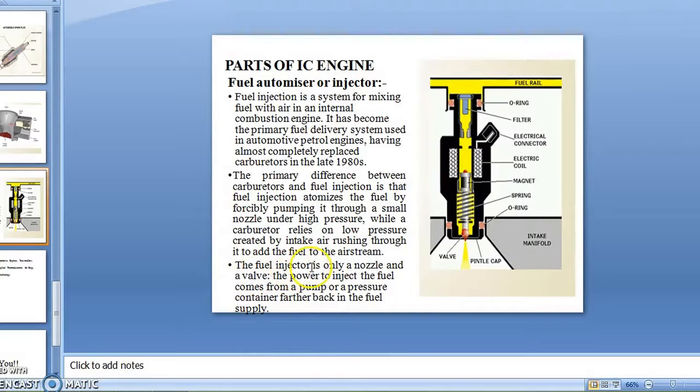The fuel injector is only a nozzle and a valve. The power to inject the fuel comes from a pump or a pressure container further back in the fuel supply.